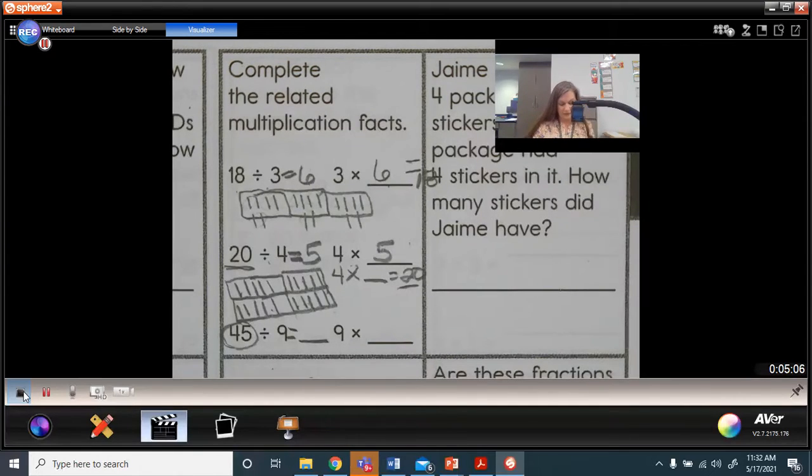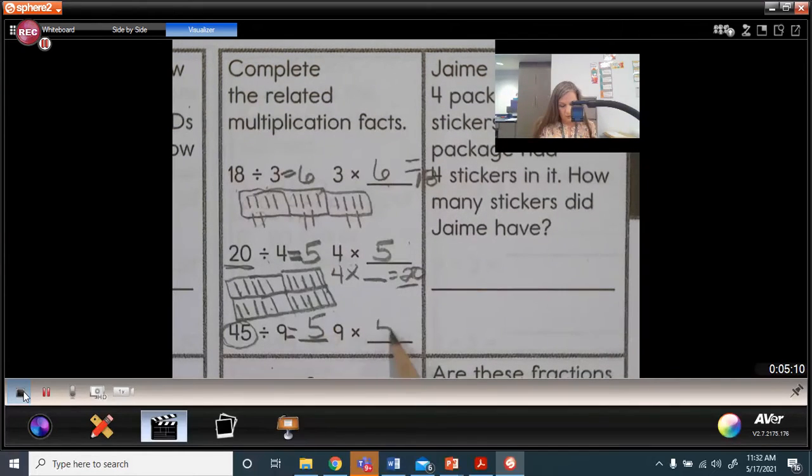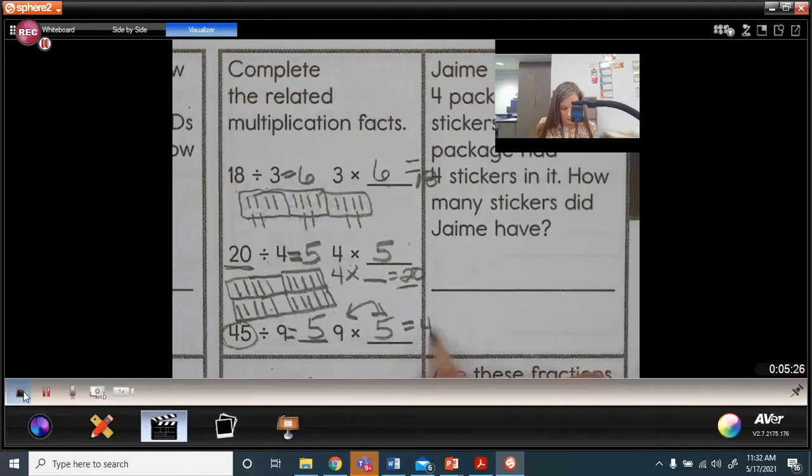9 groups of 5. So again, remember when you can use the order of operations to help you figure out: 5 groups of 9 is the same as 9 groups of 5, which is still going to give you a total of 45 in the end.